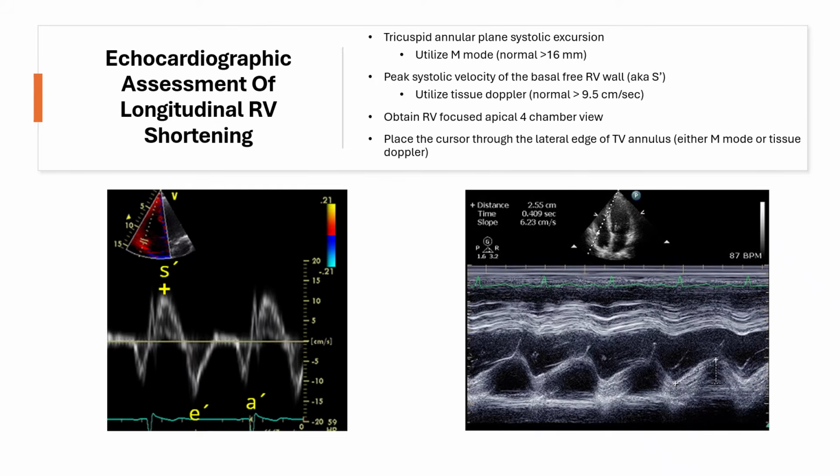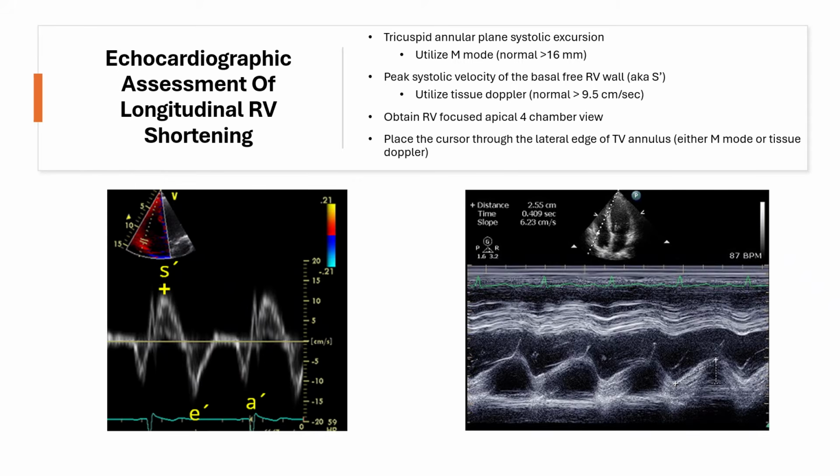There are different echocardiographic tools which we can use in order to assess longitudinal RV shortening. One is tricuspid annular plane systolic excursion, or TAPSE. We'll need to utilize M mode for that. Again, you obtain RV-focused four-chamber view, and on the bottom right, you see measurement of TAPSE.